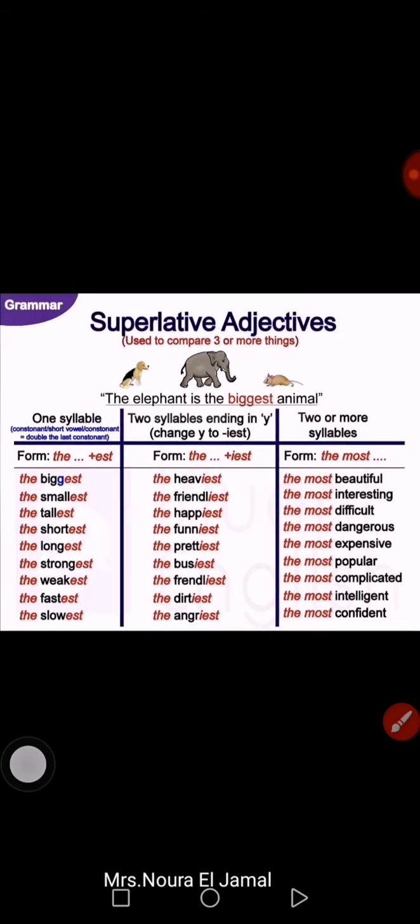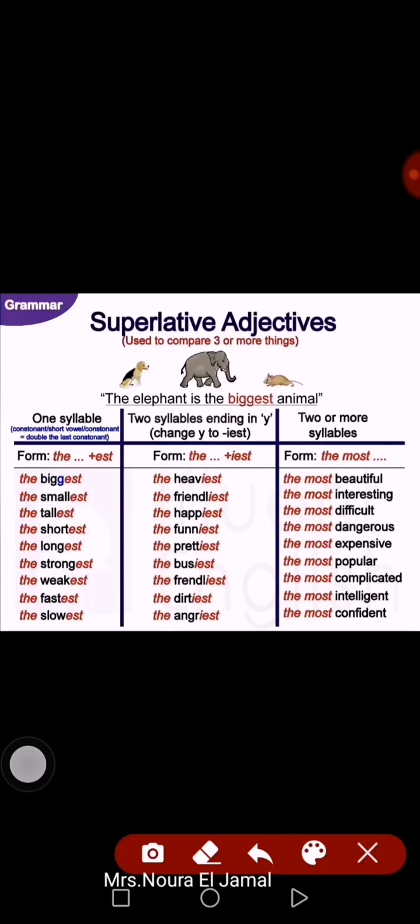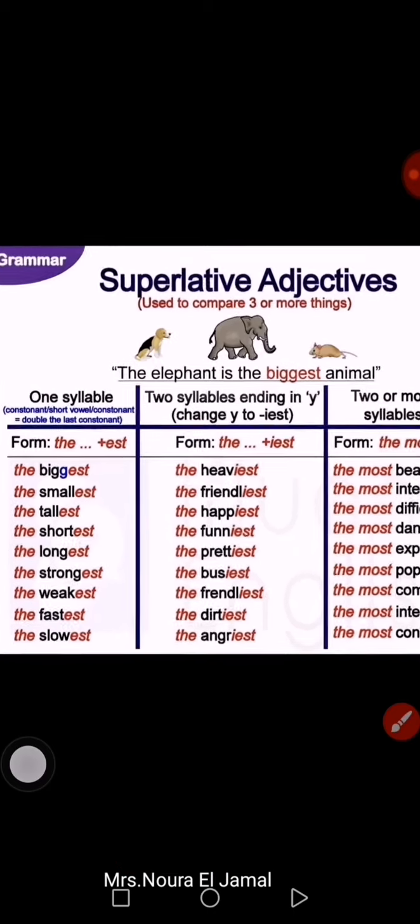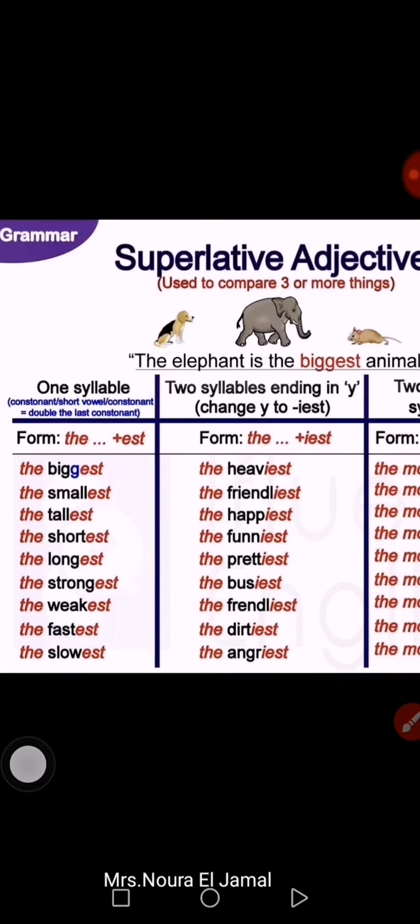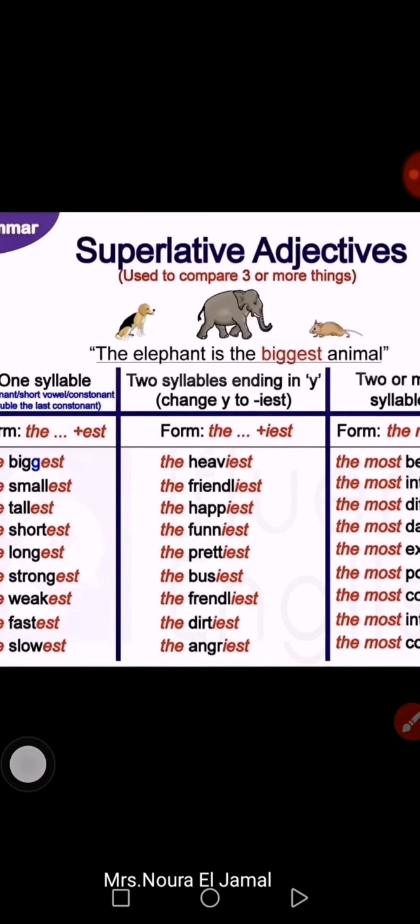Let's read together. 1 syllable. We form the superlative by putting the before the adjective and adding est to the adjective. Like the biggest, the smallest, the tallest, the shortest, the longest, the strongest, the weakest, the fastest, the slowest.